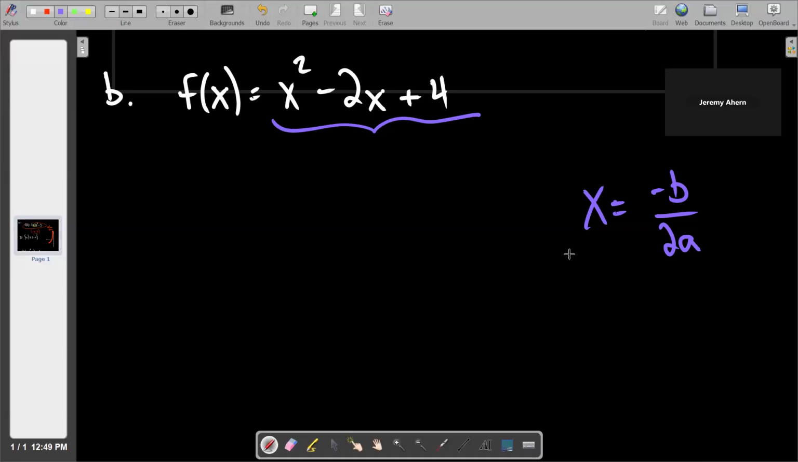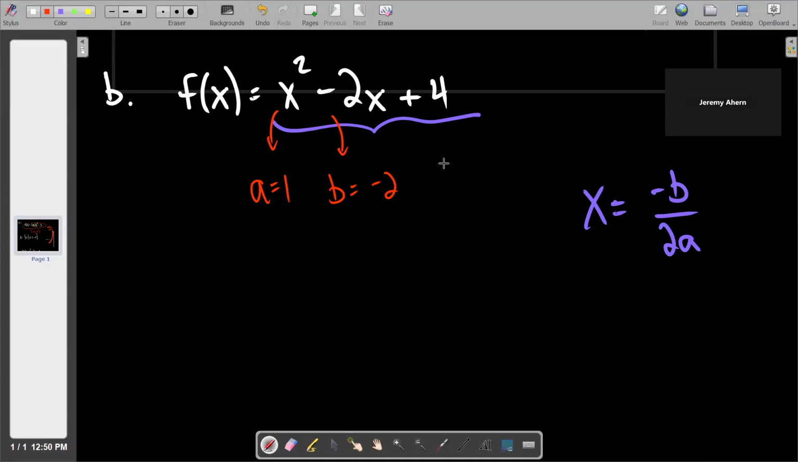So if I want to know where the vertex is, I just need to know what a and b are. And a is, of course, just like it always has been, the number in front of x squared. What's b? Right, and c is 4, but we're not doing the quadratic formula, so no one really cares. All I need are a and b to find the vertex.